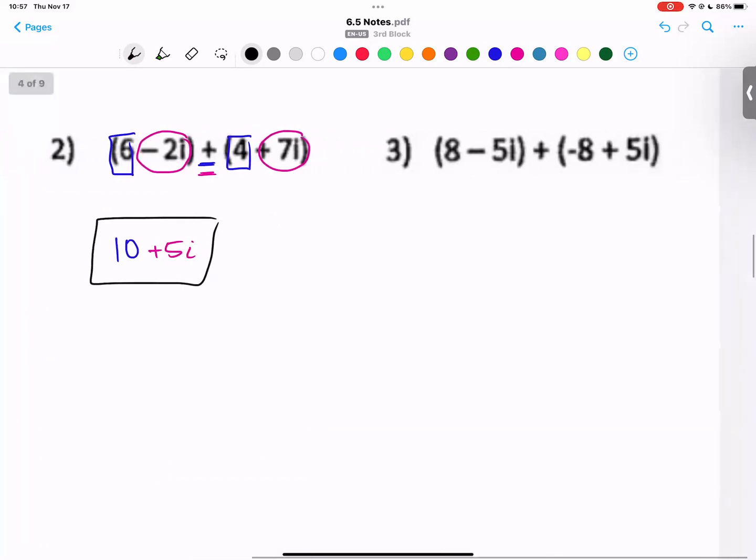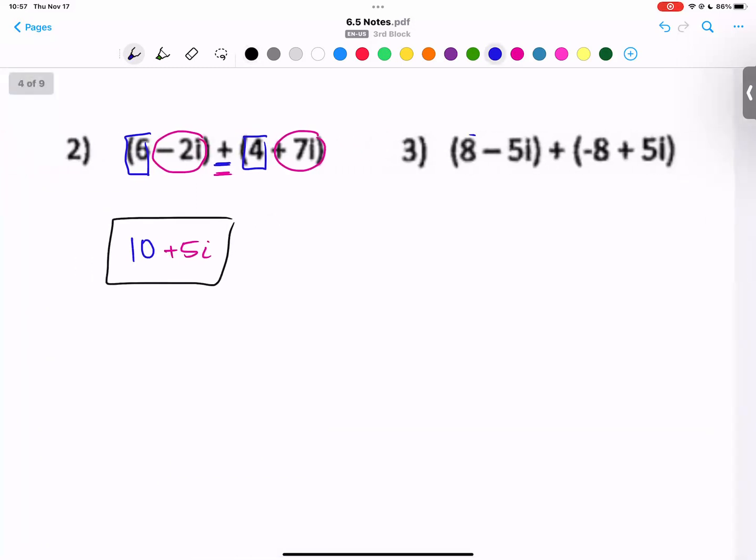This last one's going to look a little bit different. We have 8 plus -8, which would give us 0. Then we have -5i plus positive 5i, which gives us 0i. So 0 plus 0i is just going to equal 0, because 0 times anything is 0, including 0 times i.